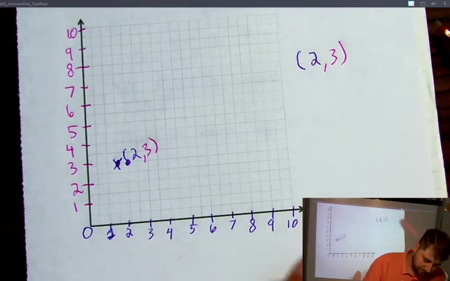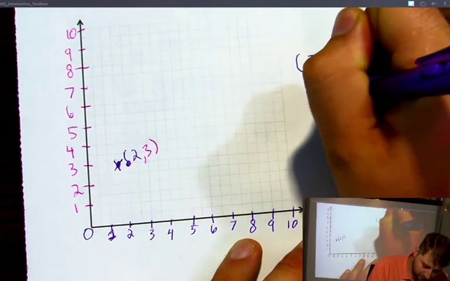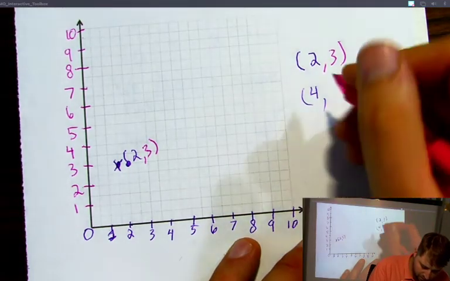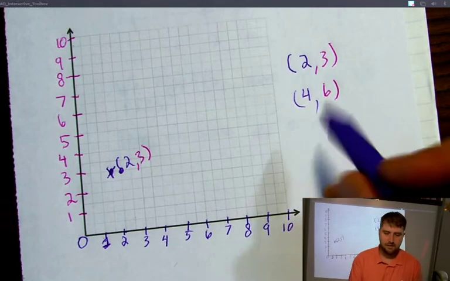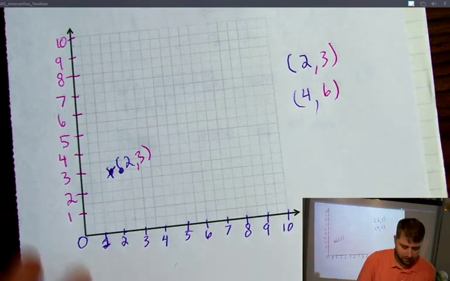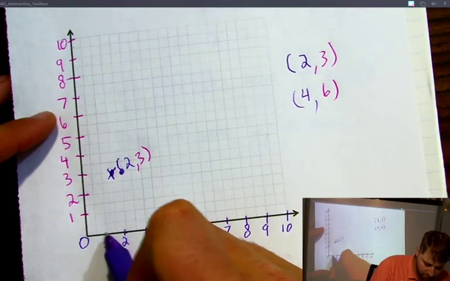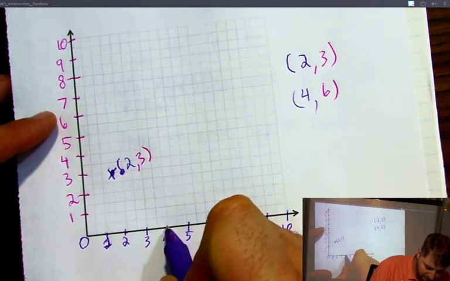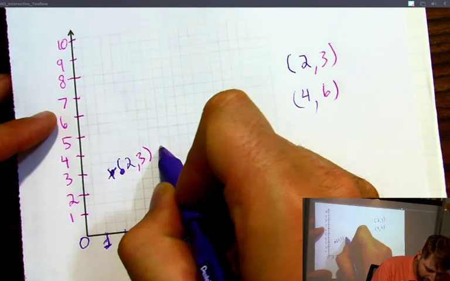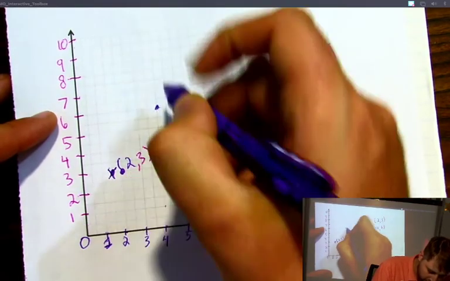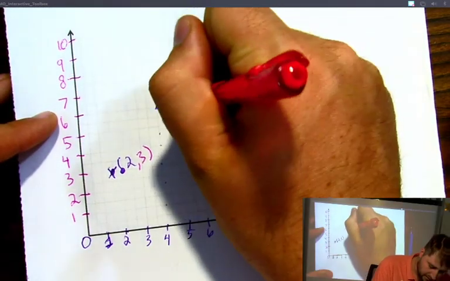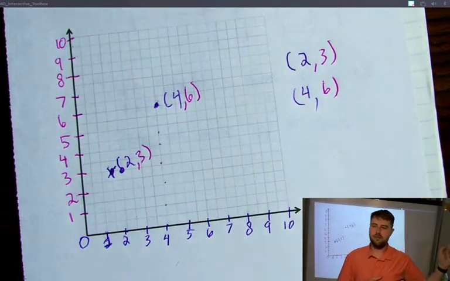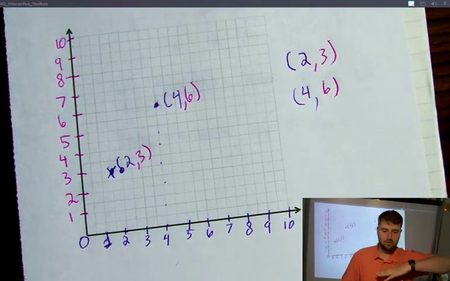We're going to try another one. And again, we're just watching this today. We will do it on our own tomorrow. Maybe the next one that is 4, 6. So again, that 4 comes first, and we always move left or right first. We're going to always start at 0. We go right 1, 2, 3, 4, and then we go up 6 spots. 1, 2, 3, 4, 5, 6. So that point right there is 4, 6. What it's saying is we move 4 spots to the right, and then we move 6 spots up. We'll go right, and then up. Right, and then up.